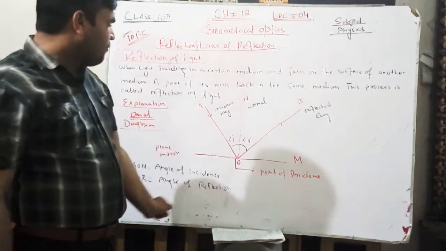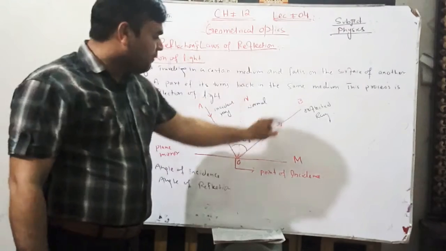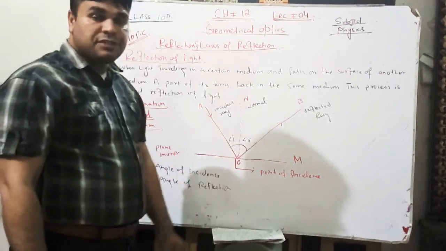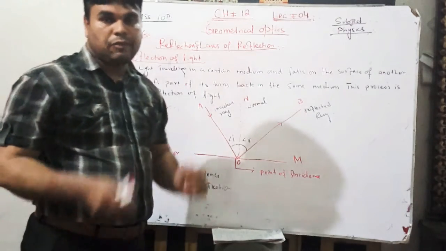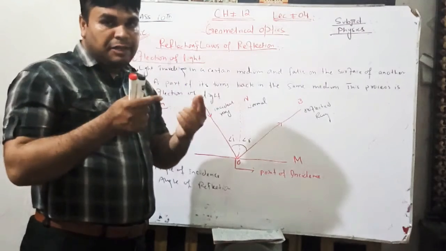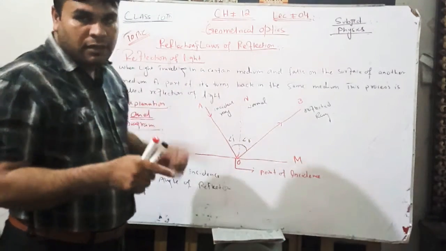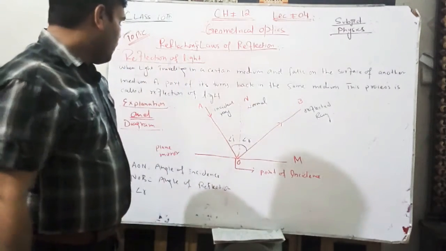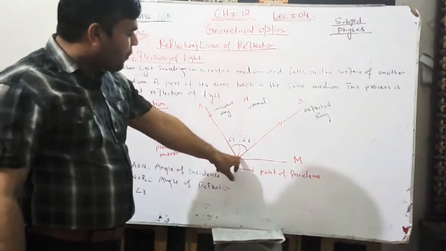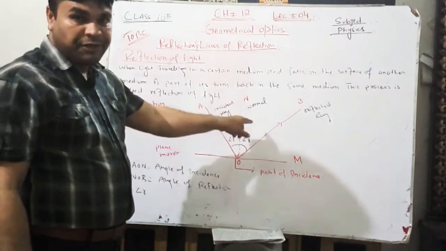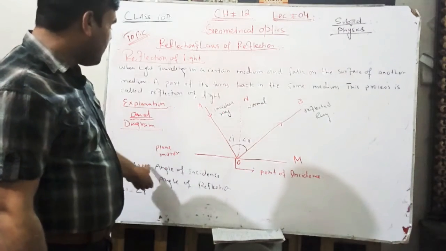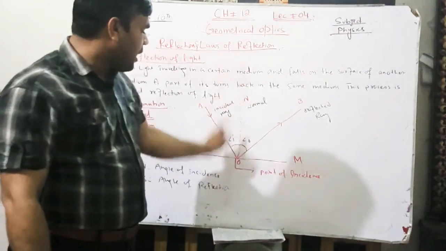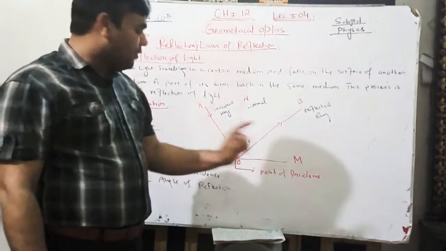The second one is the angle of reflection, NOB, and point O is called the point of incidence. It is the point which is common for both the rays, the incident ray and the reflected ray, and the normal. So we can say that it is the common point for these three terms. So the angle of incidence is AON, the angle of reflection is NOB, and O is the point of incidence.